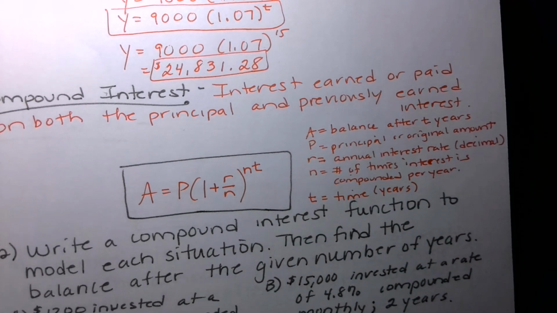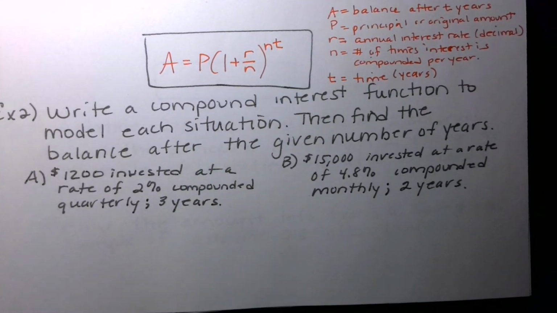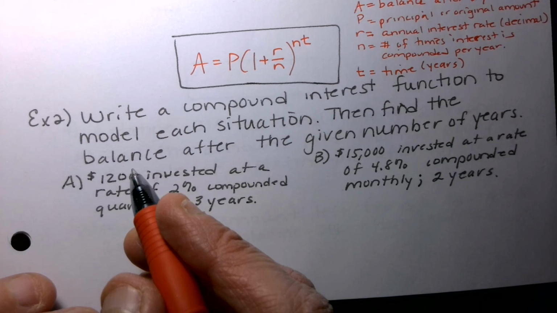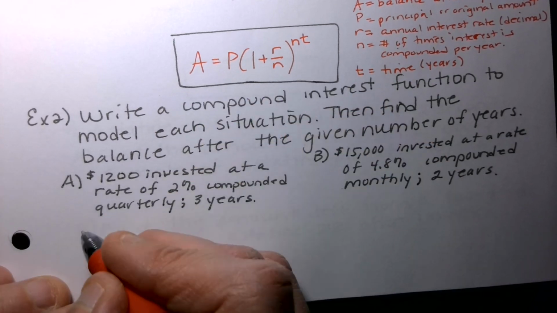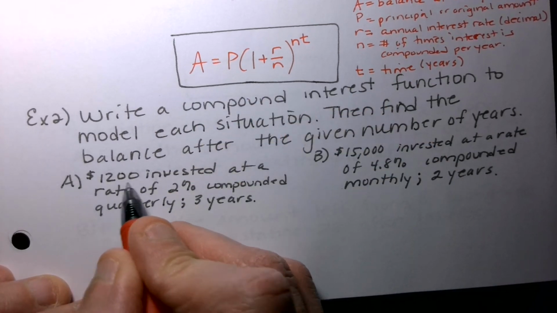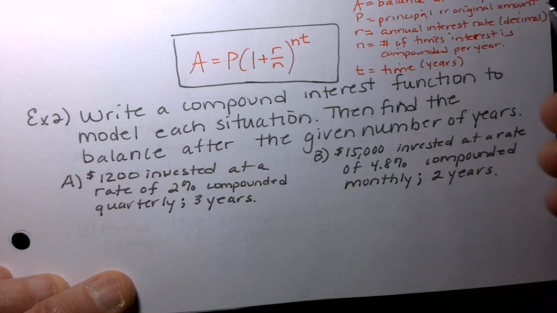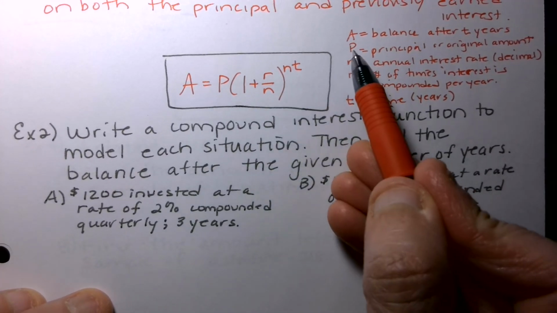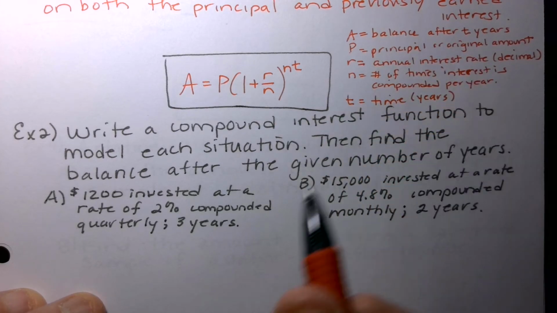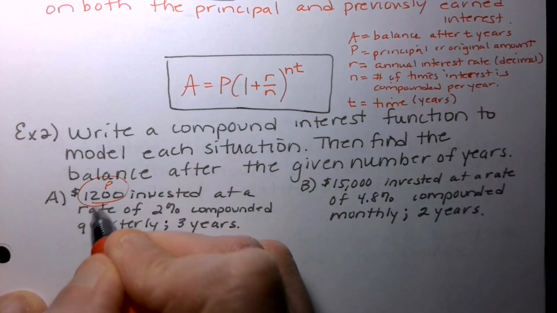Okay, so good notes is really valuable here. Write a compound interest function to model each situation, then find the balance after the given number of years. So kind of like the above one, we're going to substitute our values in. Let's read it first. 1,200 was invested. Okay, so when I look up here, which one talks about how much money was the original amount, how much was put in? P, the principal or original amount. So this is my P.